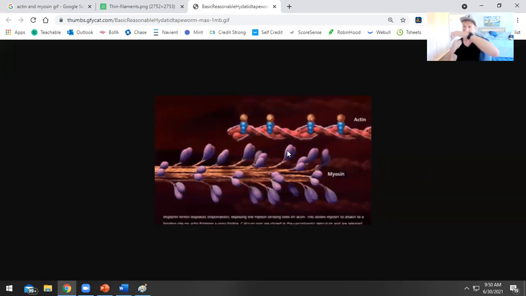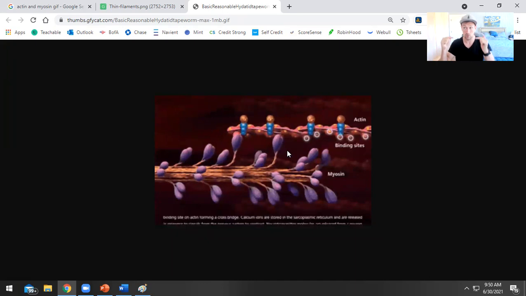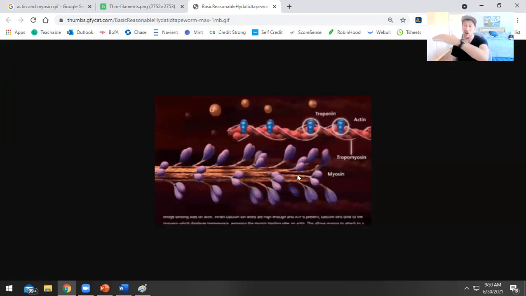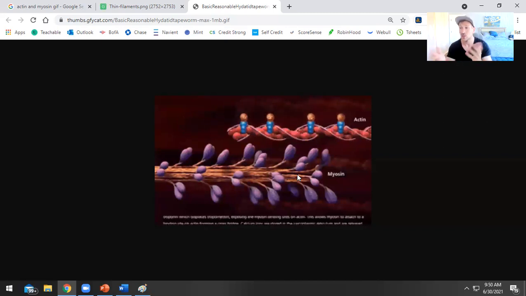And so myosin can't get in there, right? It's being blocked, and so it can't reach up and grab until we move those chaperones out of the way. If we can move troponin and tropomyosin out of the way, now sliding can occur, right? So how do you get troponin and tropomyosin to move away? How do you move those out of the way?